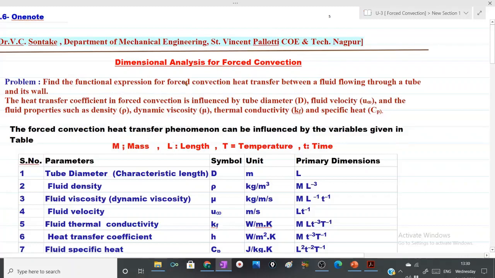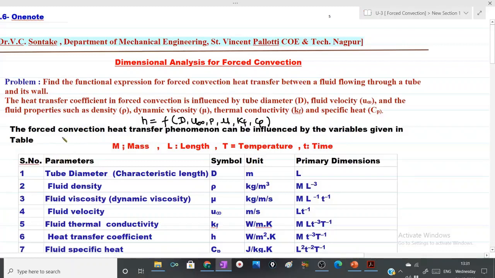So I can also express that the convective heat transfer coefficient in case of forced convection is a function of diameter d, fluid velocity u infinity, density rho, dynamic viscosity mu, thermal conductivity of the fluid kf, and specific heat. So I can also represent the above problem in this mathematical form.